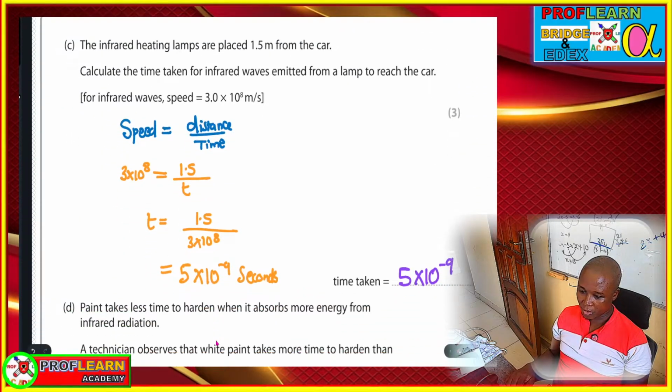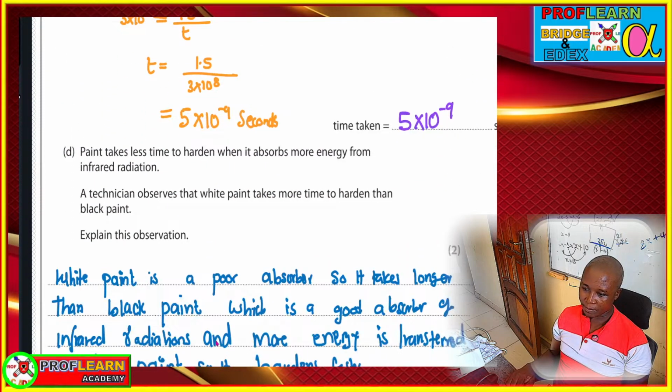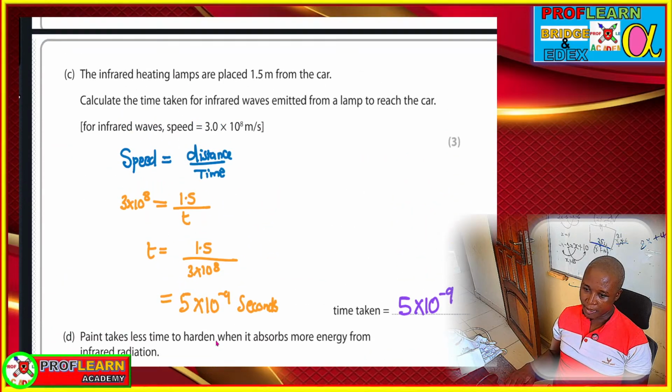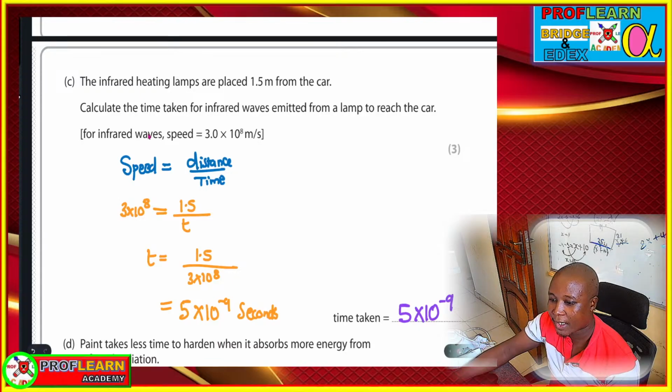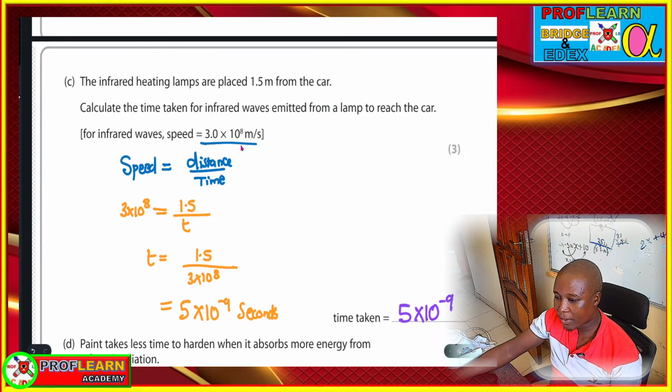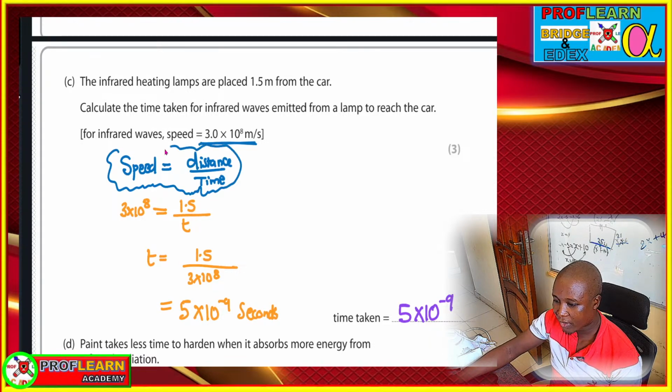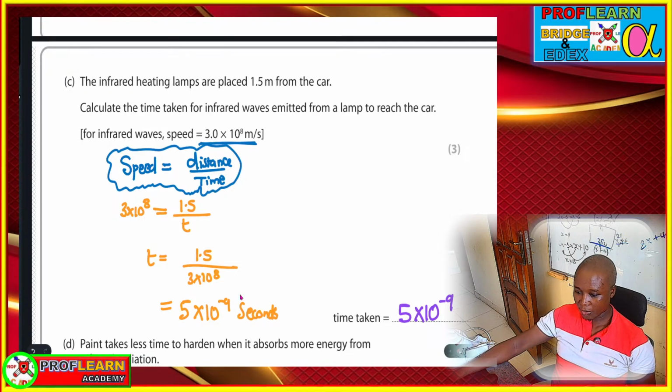So in this case, the question was testing the concept of time and speed, whereby an infrared heating lamp is placed 1.5 meters from the car. Calculate the time taken for the infrared wave emitted from the lamp to reach the car. So we are given the speed at which it travels, so we can say that speed is equal to distance over time, and time is going to be t equals 1.5 over 3 times 10 to the power 8, and our answer becomes 5 times 10 to the power 19.